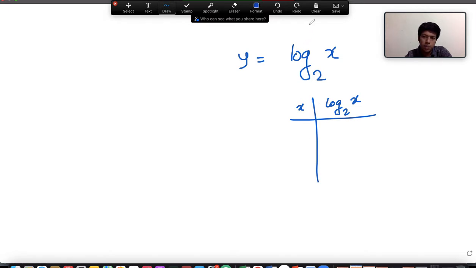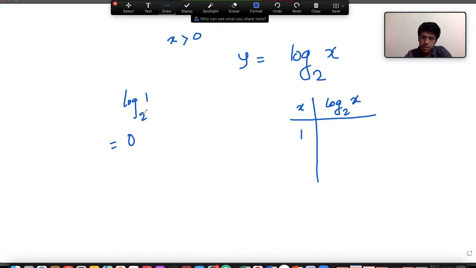We know that the domain of a logarithmic function requires x to be greater than 0. So it cannot take 0, and it cannot take negative numbers either. That means x has to be some positive number. Let's put x equals 1. Then see what happens: log base 2 of 1 equals 0.